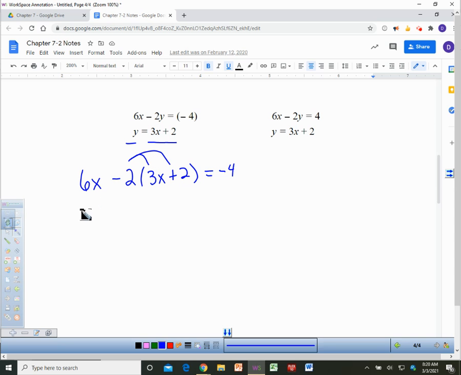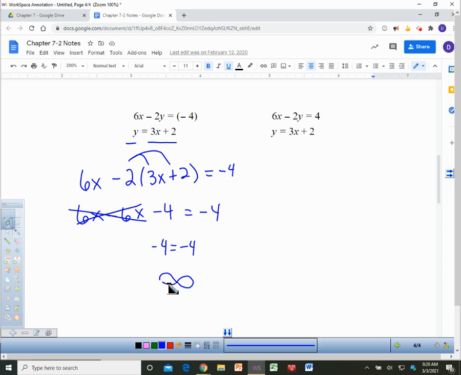And then I'm going to distribute. So 6x minus 6x minus 4 equals negative 4. Now I'm going to combine these. If I take 6x minus 6x, I have nothing left, do I? On a problem like this, if you get negative 4 equals negative 4, is that a true statement? Does negative 4 equal negative 4? This would be an example of infinite solutions. You're done. You don't have to do anything.